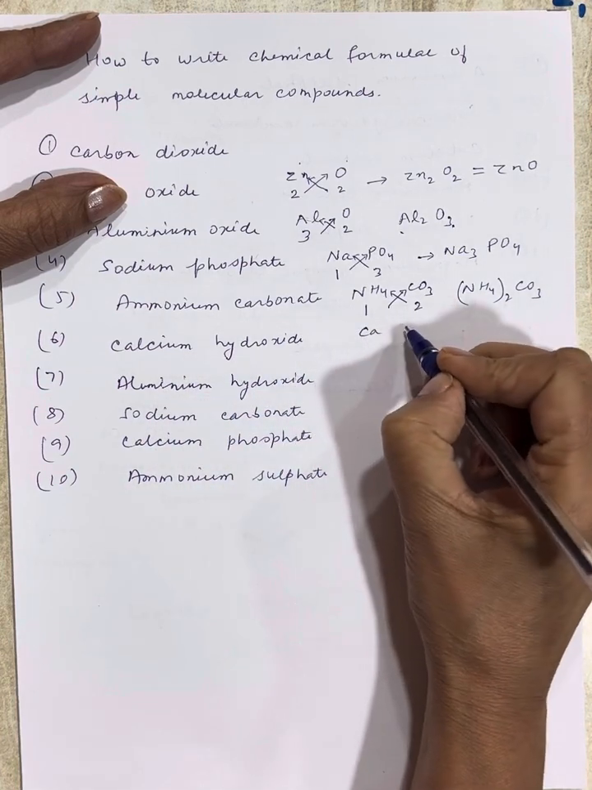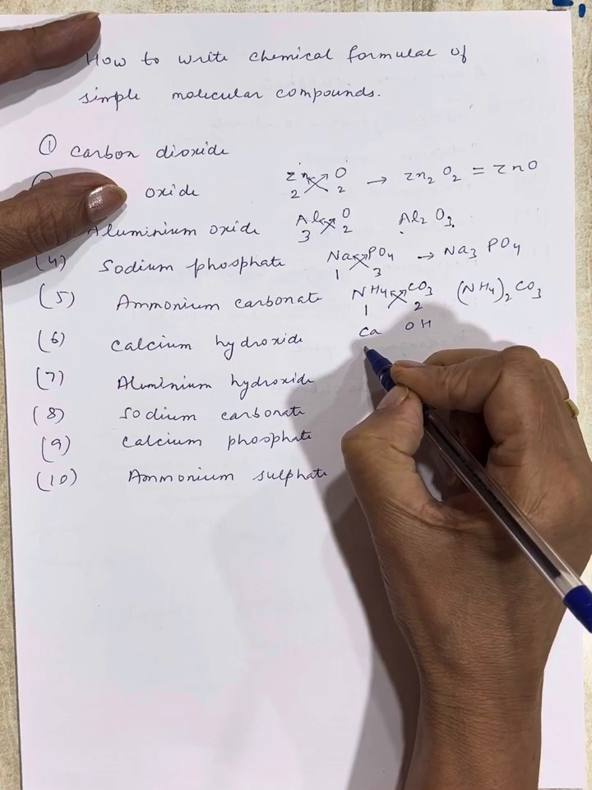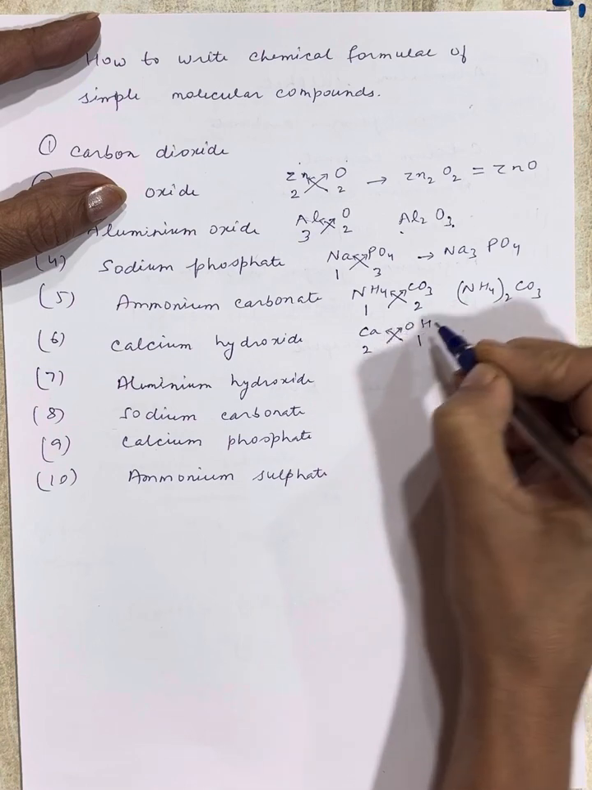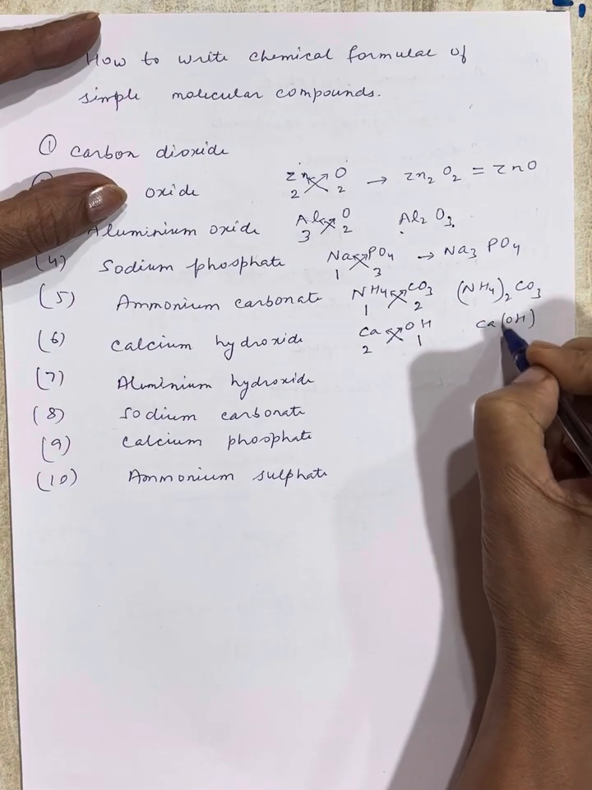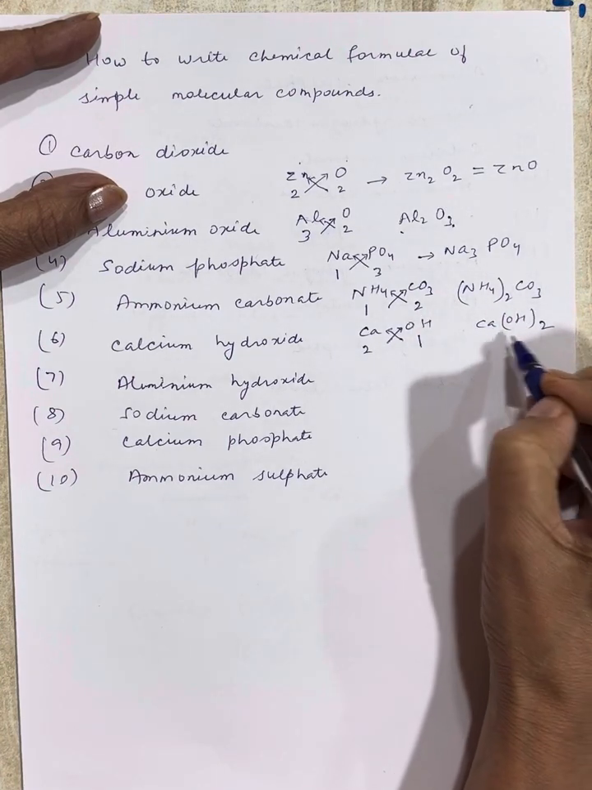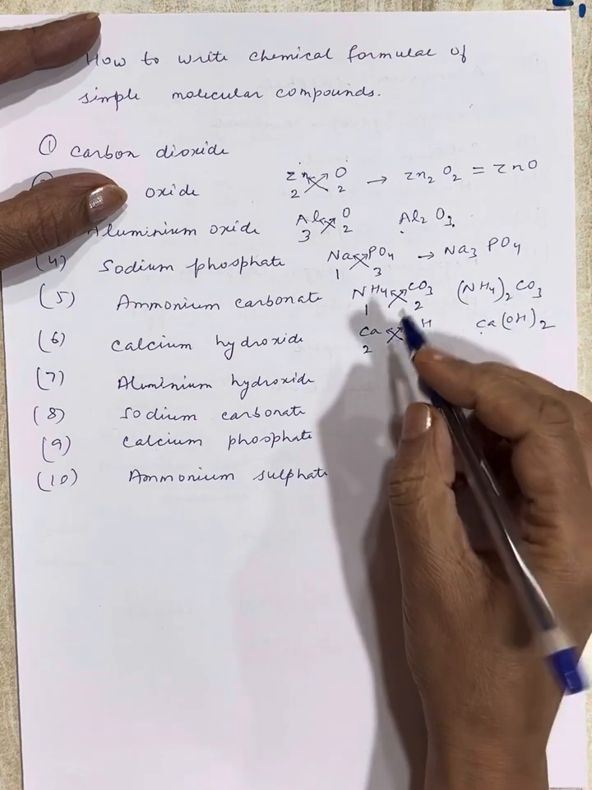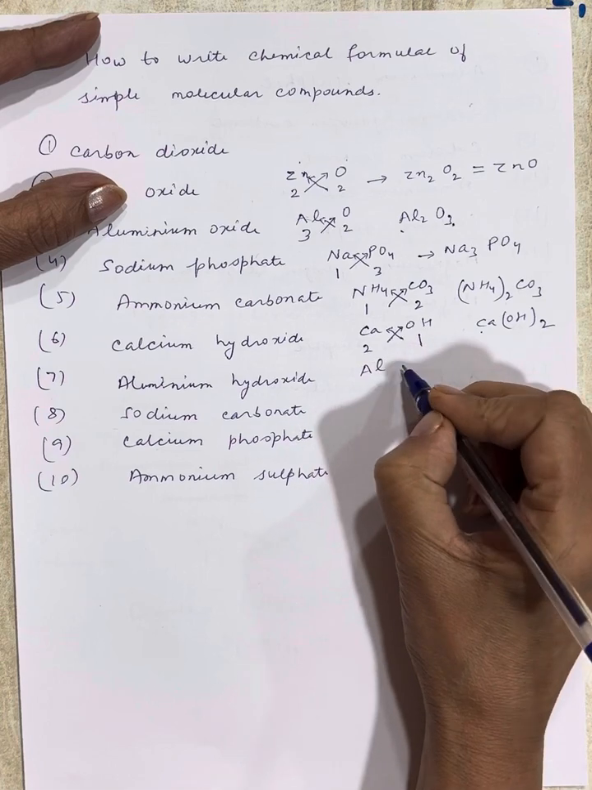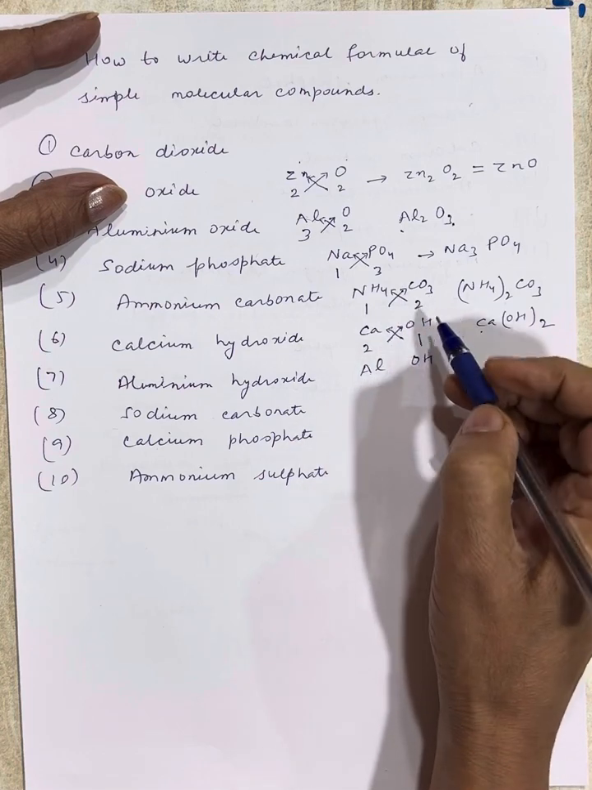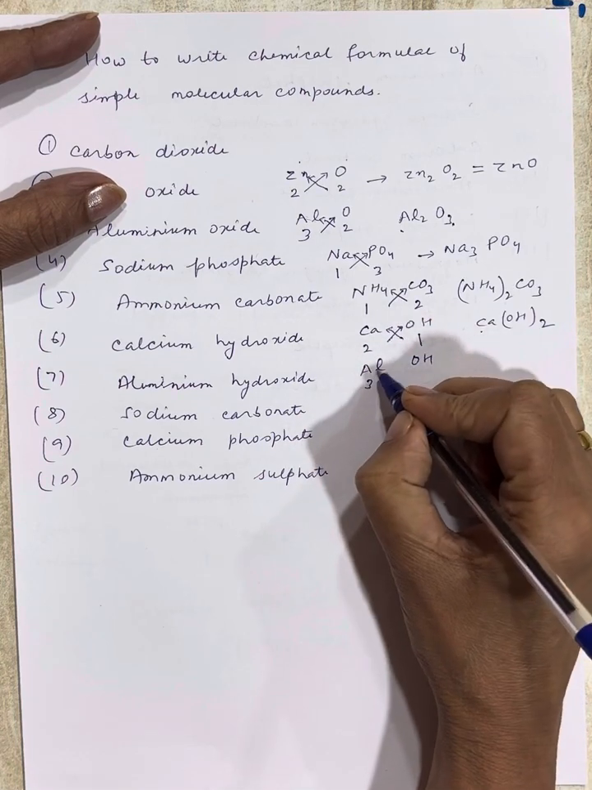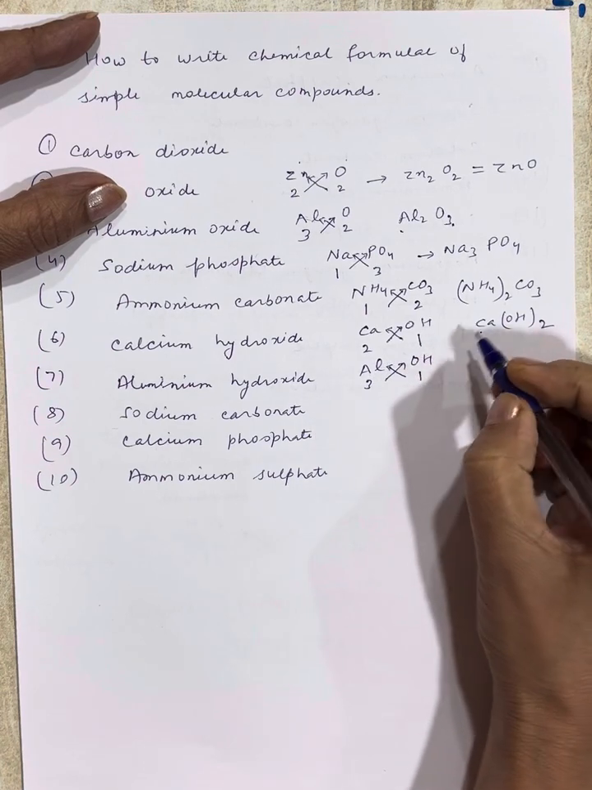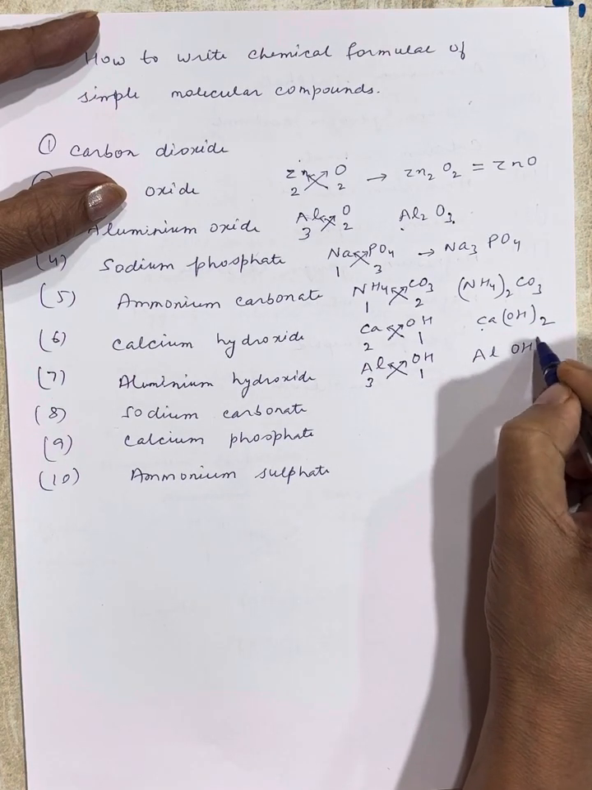Like calcium hydroxide, it is Ca and this is OH. Calcium valency is 2 and OH is having 1. So I'll cross it and I'll get Ca(OH)2. We don't need to write 1, like Ca1, it doesn't matter. So we can write directly Ca(OH)2. Like aluminum hydroxide, Al and OH. I told you the valency of aluminum earlier. Can you guess? Yes, it is 3, and OH is 1. I'll get Al(OH)3.